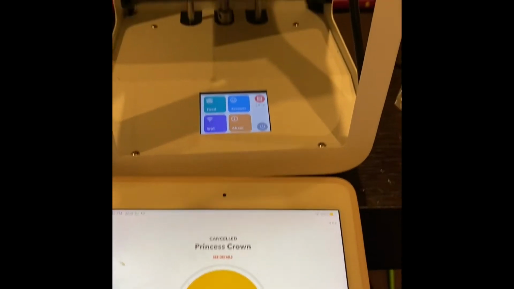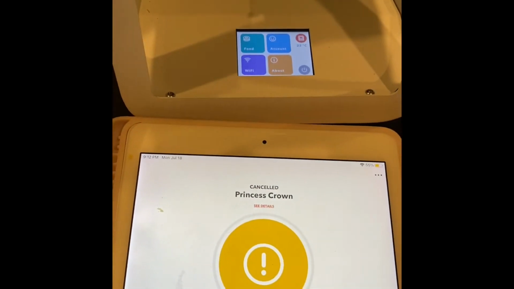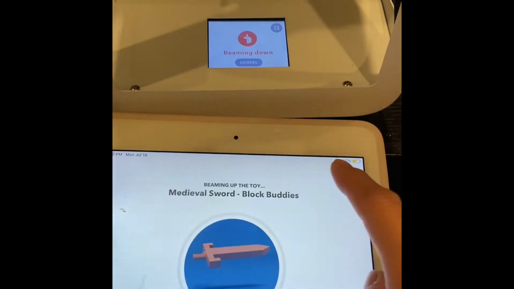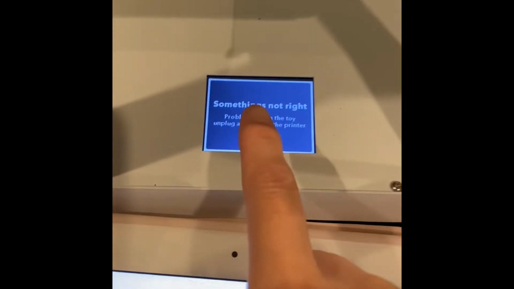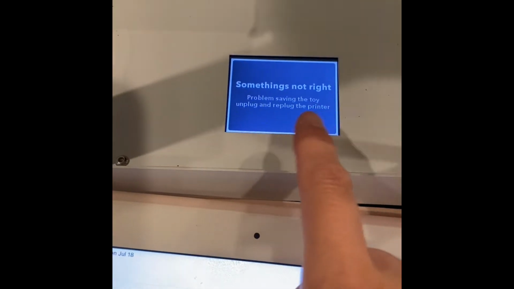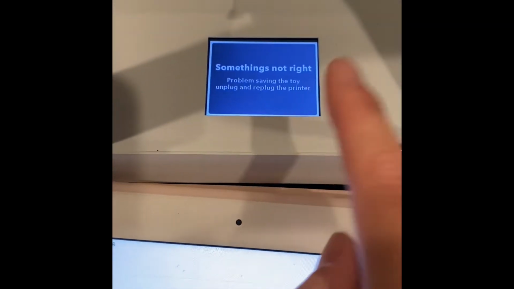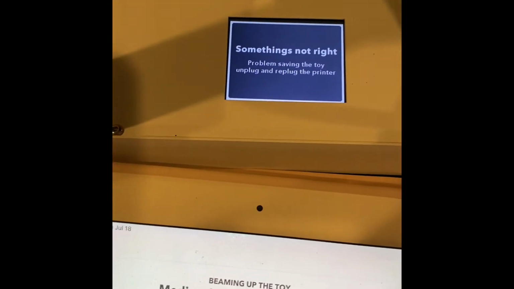Hi guys, so my ToyBox has been having this error message forever and it's just not working. When I hit print me, it will kind of beam up like something's going to happen, and it says something's not right, problem saving the toy, unplug and replug the printer. I did that several times and it just comes back with the same thing.